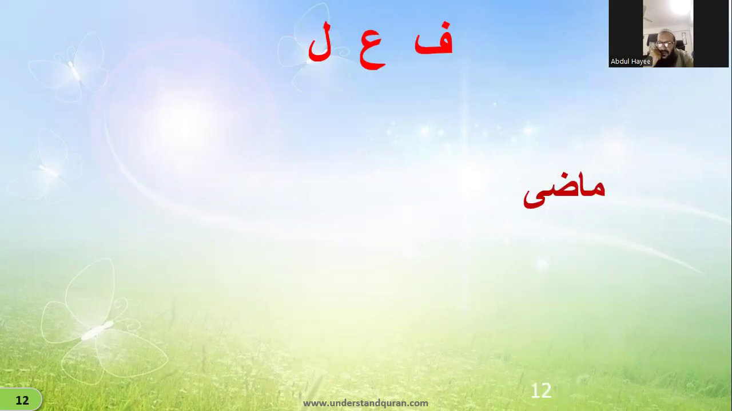There are three letters in Arabic. They are the most important letters. They are called fa, ain, lam. The first letter, the middle letter, and the last letter are called the fa letter, the ain letter, and the lam letter. They are the most important.